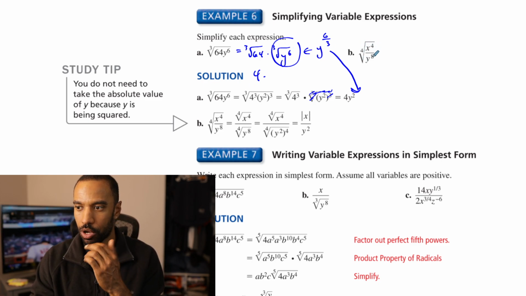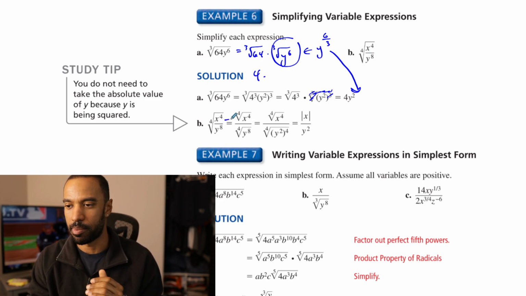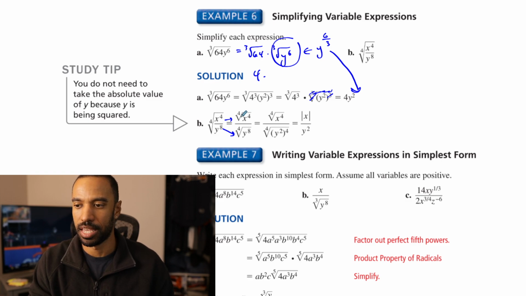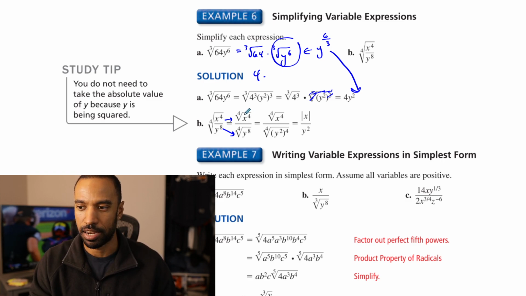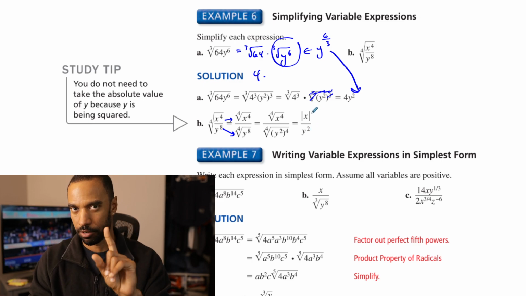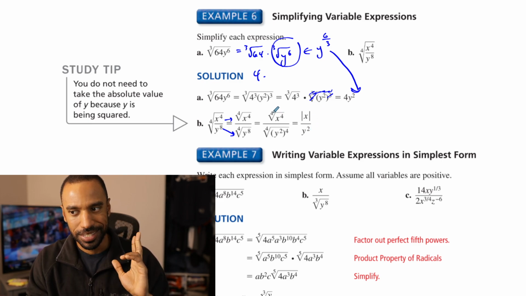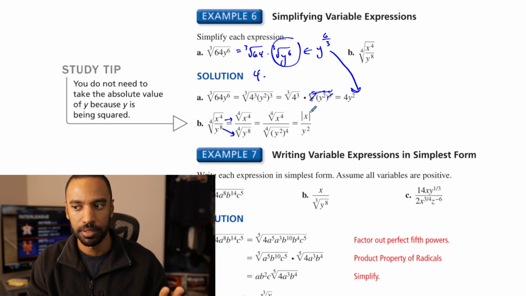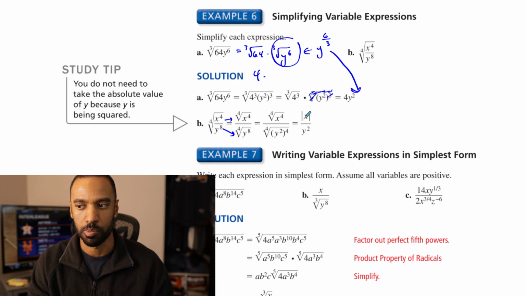Fourth root of x to the fourth over y to the eighth. Again, you can treat them separately by splitting them apart, their own separate fourth roots, different variables for different things. Fourth root of x to the fourth, you're dividing 4 by 4 and you get 1, so you just get x to the first power. The difference in this question is this is an even root of something to an even power. So we do have to put the absolute value around it because who knows if this number is positive or negative. We have to treat it as such either way.